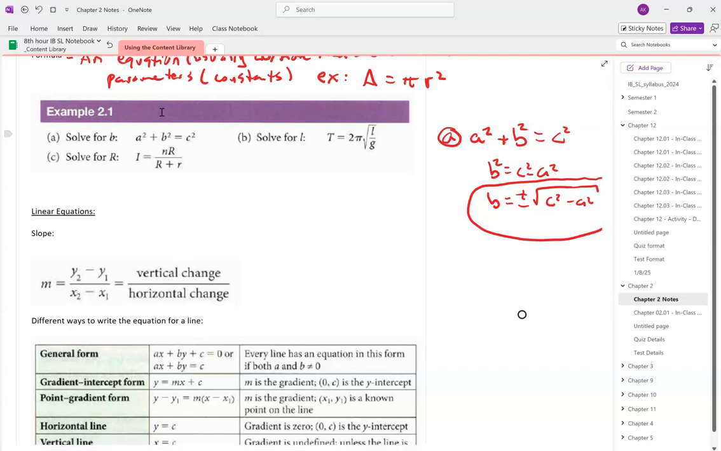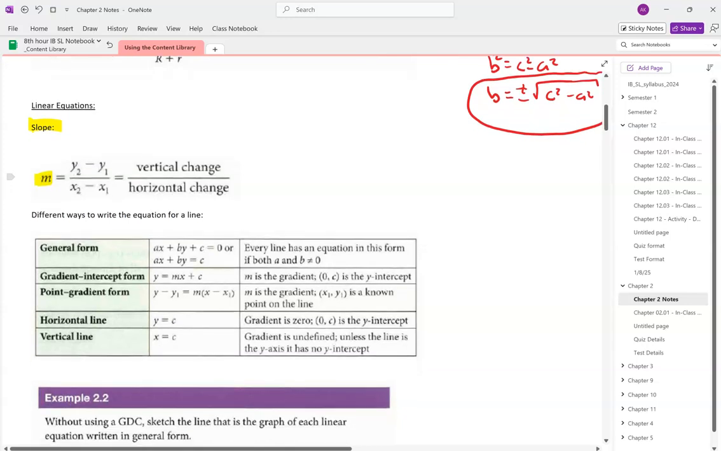Next thing we're going to talk about are linear equations. The hallmark of any linear equation is slope. We represent slope with the letter m, and we find it by looking at the vertical change divided by the horizontal change. So if you have 2 points, x1, y1, and x2, y2, slope is y2 minus y1 over x2 minus x1. Who still has that memorized? I hope everybody.